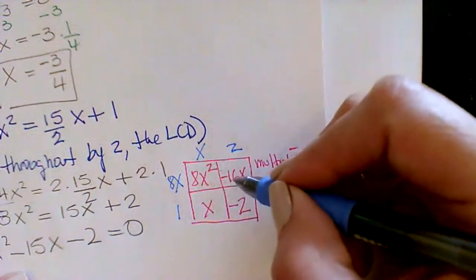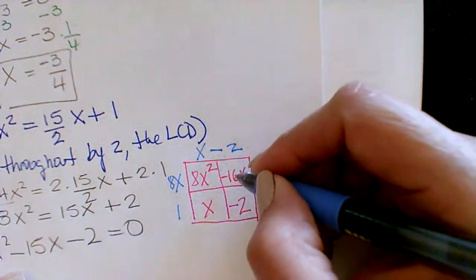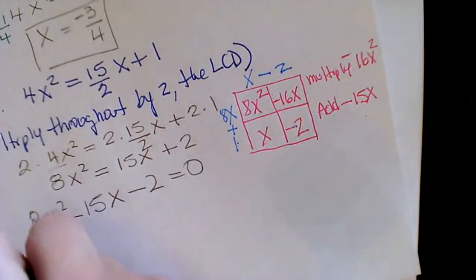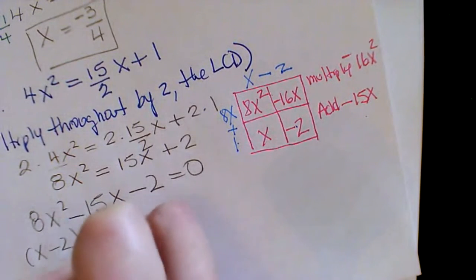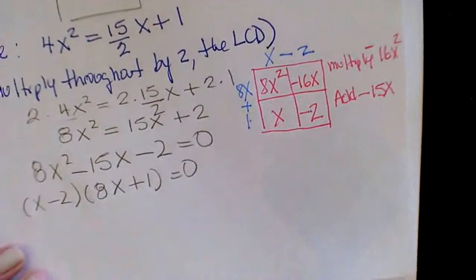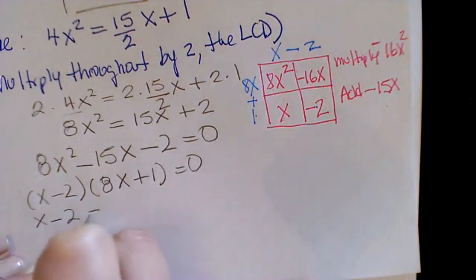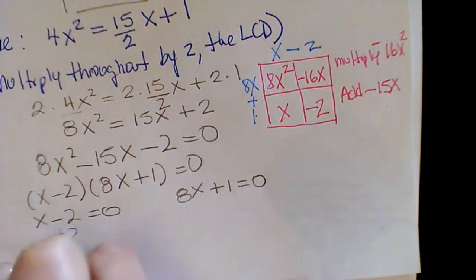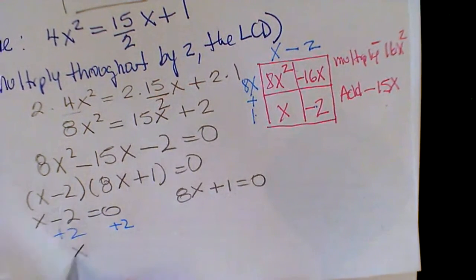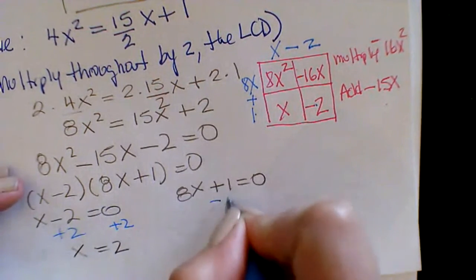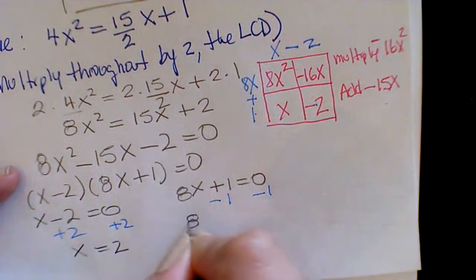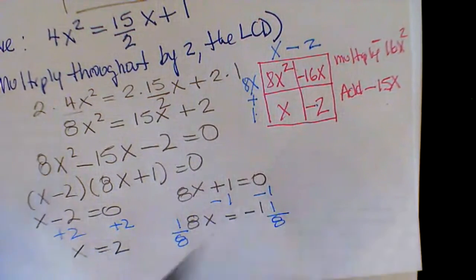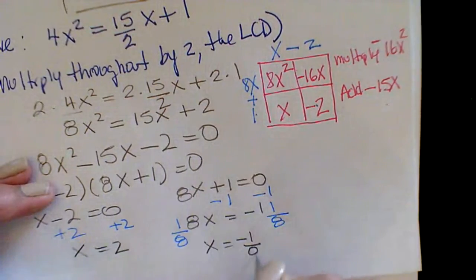Okay, so if I multiply 8x times 2, it needs to be negative in order for me to get a negative. 1 times negative 2 is negative 2. So I just factor this trinomial: x minus 2 equals 0 and 8x plus 1 equals 0. So 1x is equal to 2, and 8x is equal to negative 1. And if I make a 1, x is equal to negative 1 over 8.